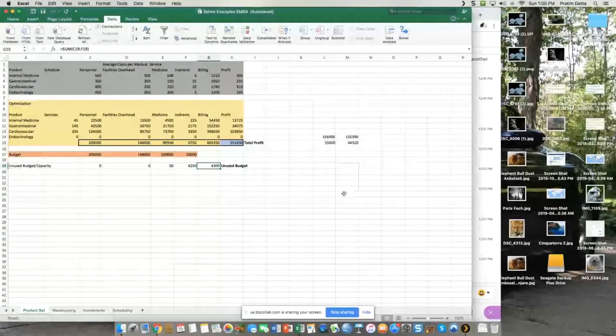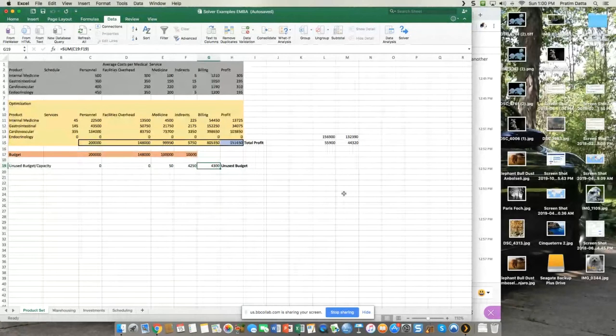So it looks like in this case, nothing really changed. Nothing changed whatsoever, because it looks like that is the best solution regardless of whether you wanted to maximize your profit or minimize your unused budgets.